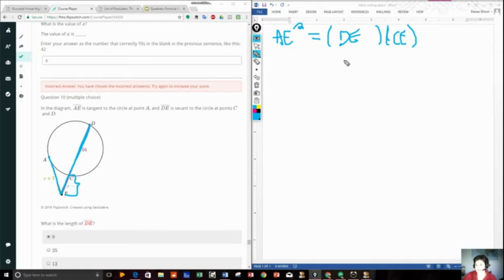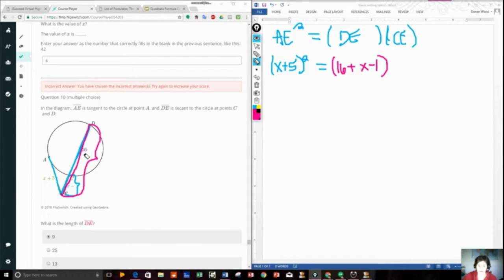Okay, so then I'm going to use substitution. We know from A to E is x plus 5. So we have x plus 5 being squared, and that's going to equal DE, the total distance. So our total distance is going to be 16 plus, because that was from D to C, plus x minus 1, because that was the rest of the distance from C to E to make that whole distance.